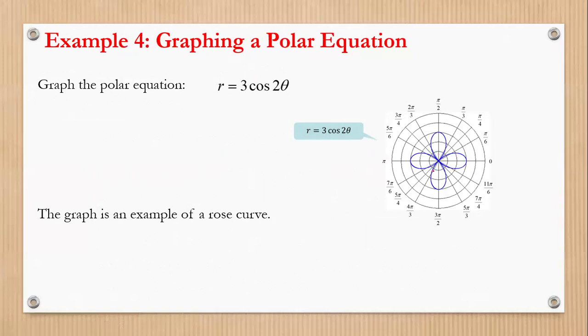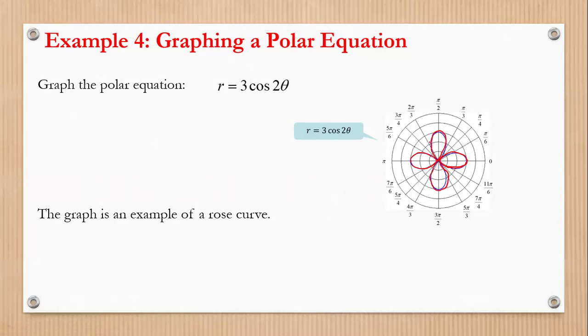You can see that the graph has 4 petals and it's symmetric about the x-axis, because this part that's on top of the x-axis has the same part under the x-axis. This part has exactly the same under the x-axis, and this part that's completely above the x-axis has exactly the same part under the x-axis.